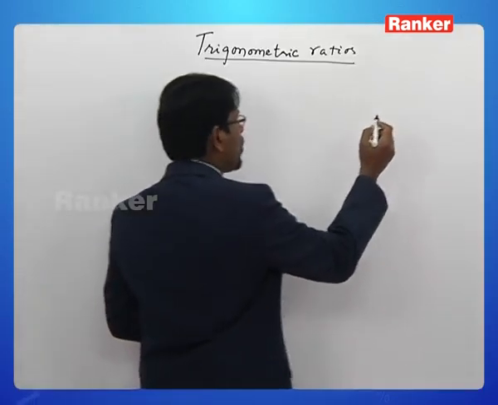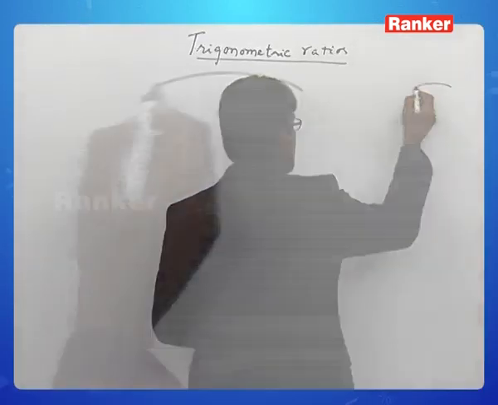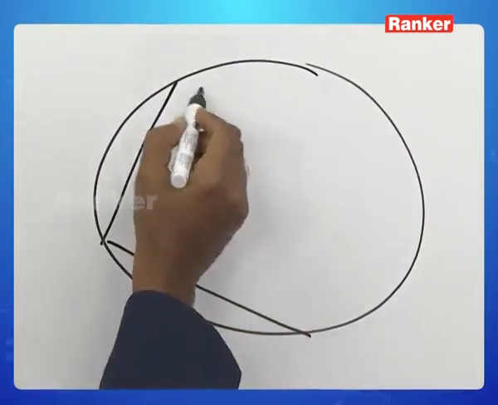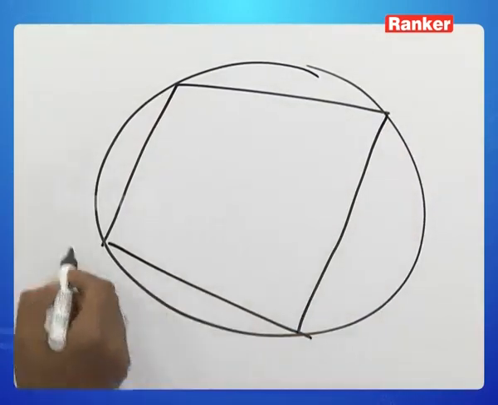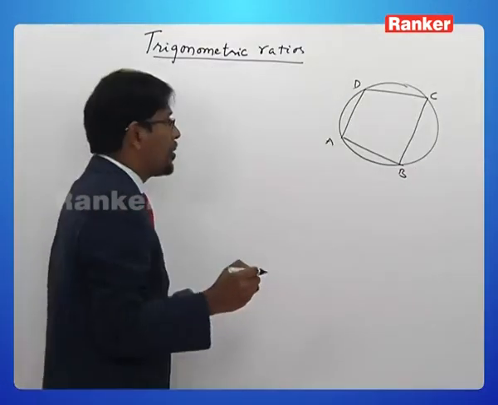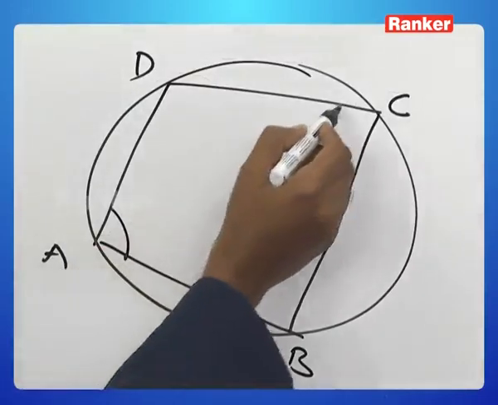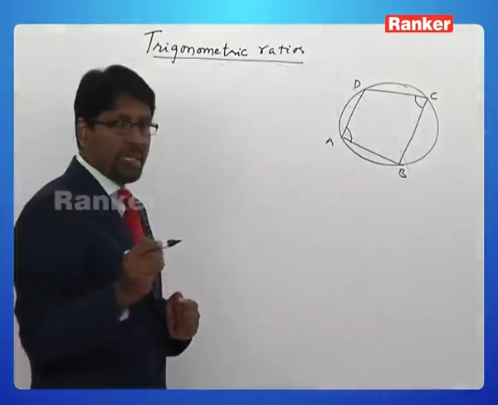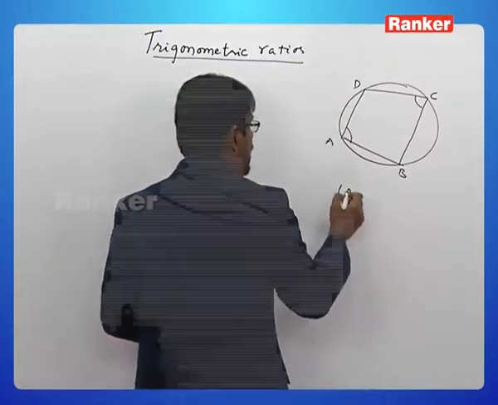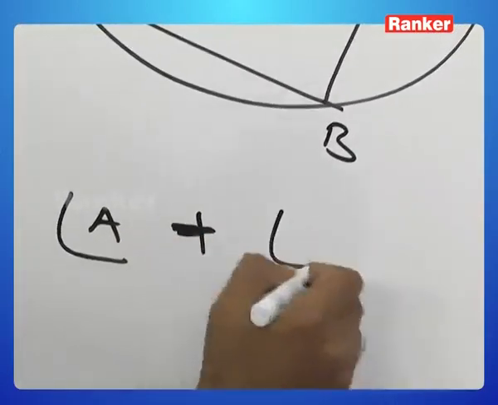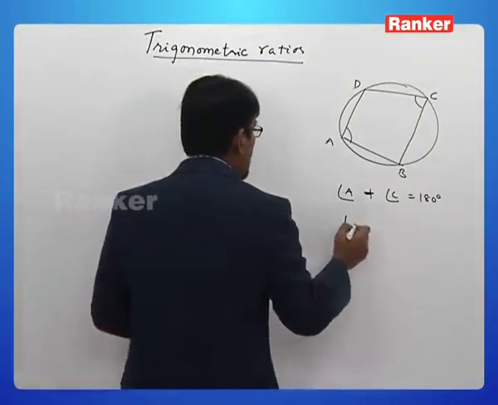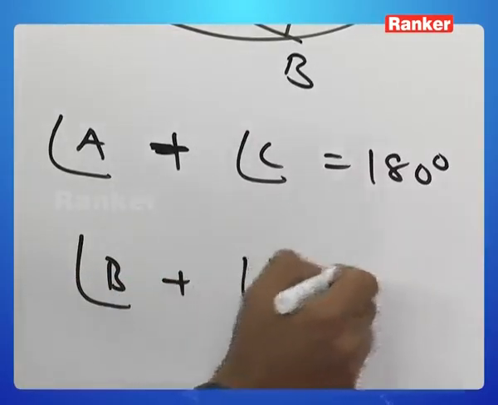What do you mean by a cyclic quadrilateral? A quadrilateral that can be inscribed in a circle. Such a quadrilateral which can be inscribed in a circle is called a cyclic quadrilateral. In a cyclic quadrilateral, the sum of the opposite angles is equal to 180, that is, opposite angles are supplementary. Angle A plus angle C is 180, and similarly, angle B plus angle D is also 180.